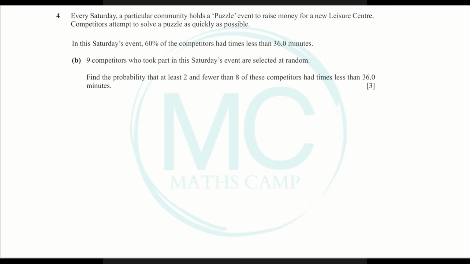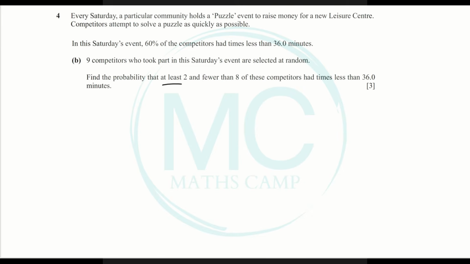Part B says, in this Saturday's event, 60% of the competitors had times less than 36 minutes. 9 competitors who took part in Saturday's event are selected at random. Find the probability that at least 2 and fewer than 8 of these competitors had times less than 36 minutes.